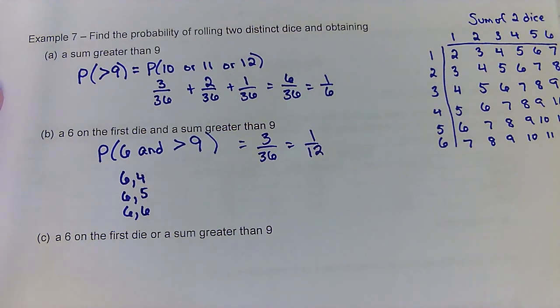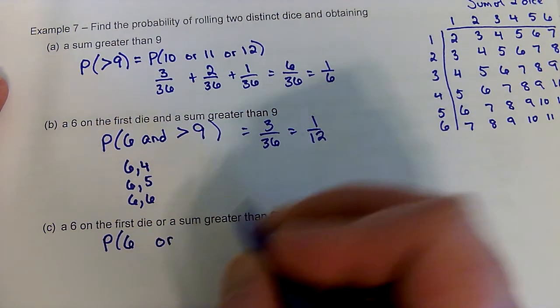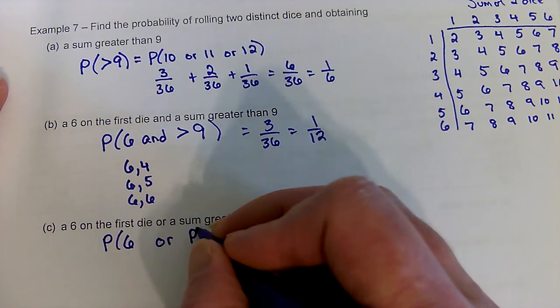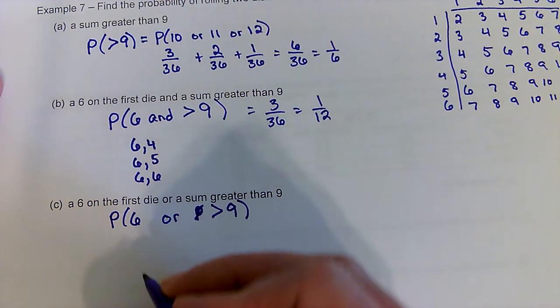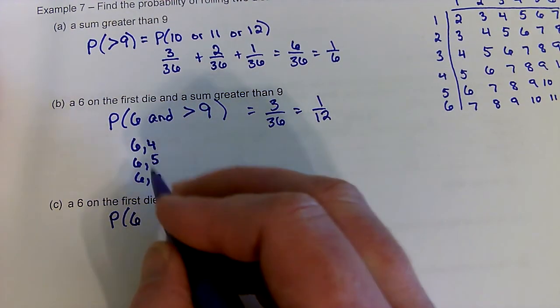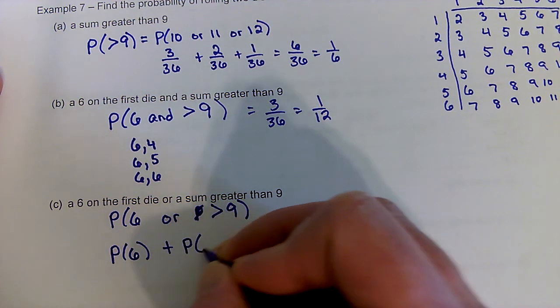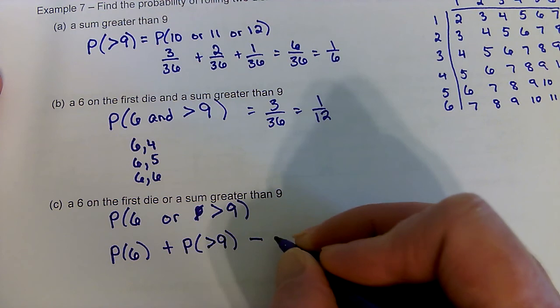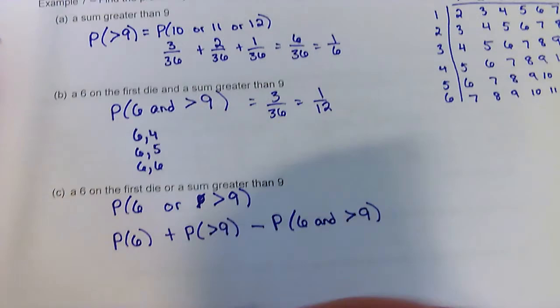So 6 on the first die, or a sum greater than 9. Okay, so the probability of 6 or the probability of greater than 9. So this one, do we have an overlap? We do. So we want the probability of getting a 6 plus the probability of being greater than 9 minus the probability of 6 on the first die and being greater than 9.